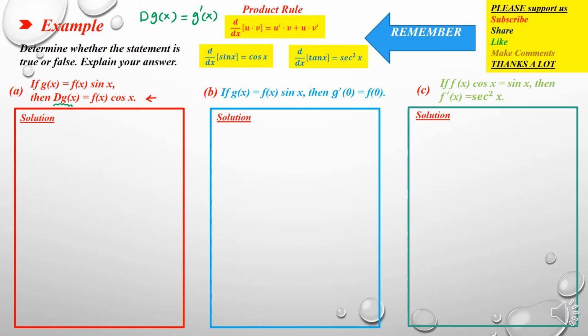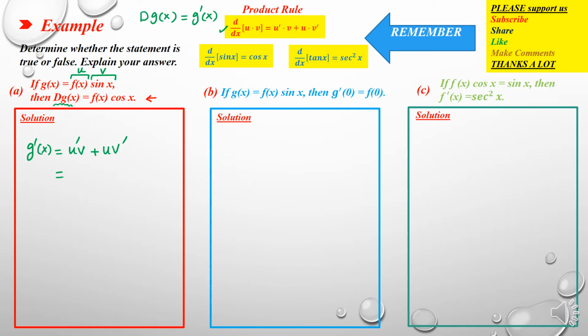So as you see, the function g is multiplication of two functions, so you have to use the product rule. So name f of x u and name sine of x v. And as you see, the derivative of the function g of x equals u prime v plus u v prime.